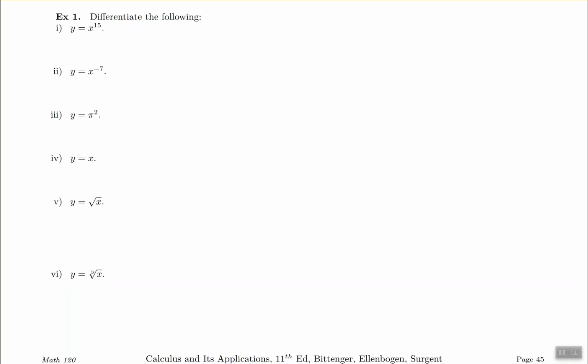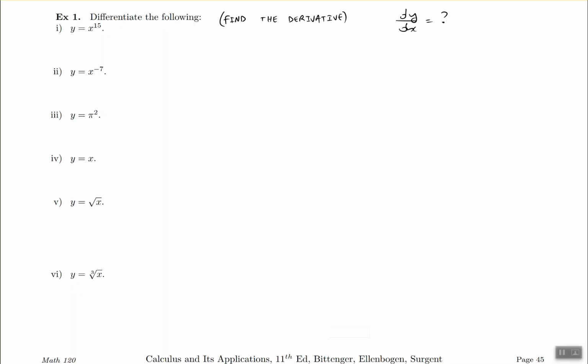All right, so in example 1, we are going to use the power rule a bunch of times together with the constant rule to just see the answers to these problems. So in example number 1, it says differentiate the following. That word differentiate just means find the derivative, right? Now, since they're calling the problem y every time, that literally means that they want dy over dx. That's what they're looking for.